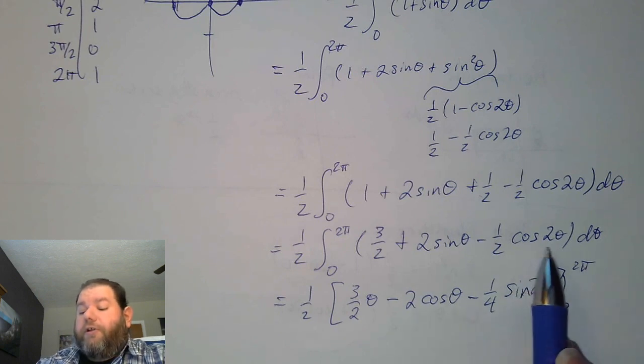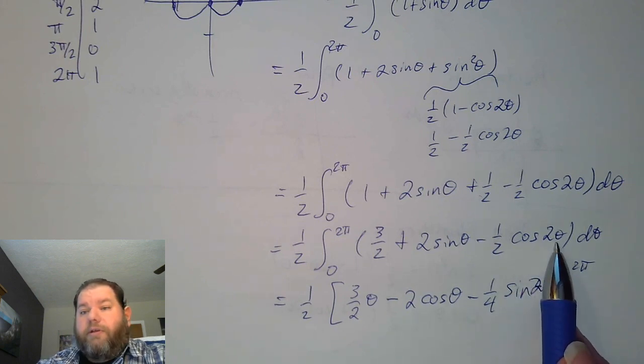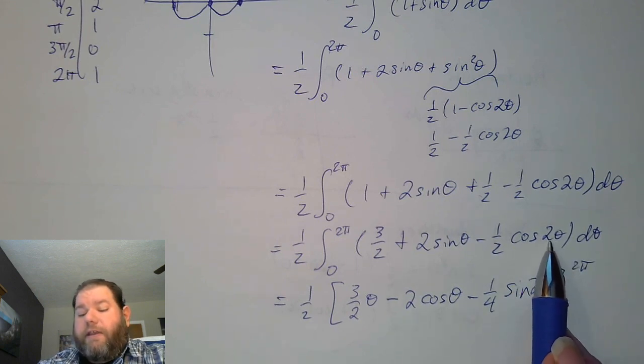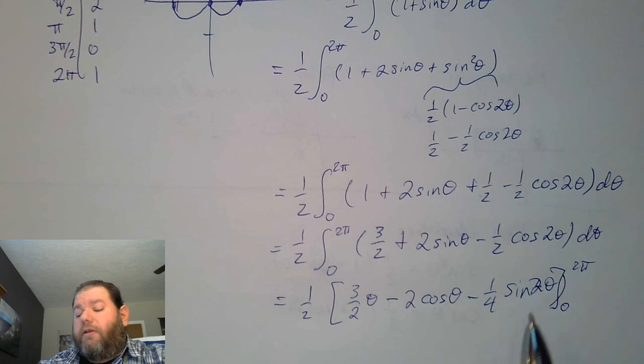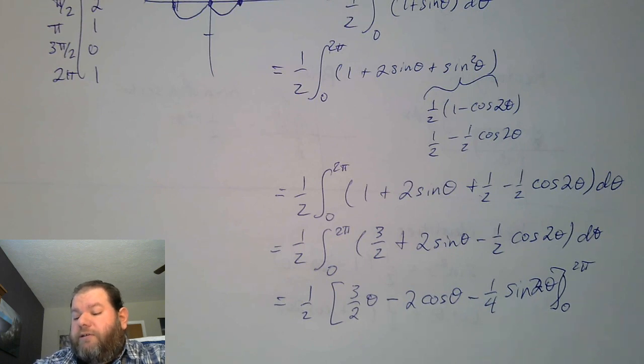Notice that we can integrate cosine of 2 theta. Because of the 2 there inside the angle, we divide by 2 as we integrate, which took this 1/2 and made it a 1/4 on the outside. We integrated cosine, though, that is sine of 2 theta. Alright. Now we're ready to plug in our angles, 2 pi and then 0.